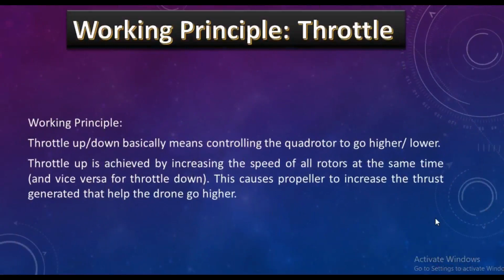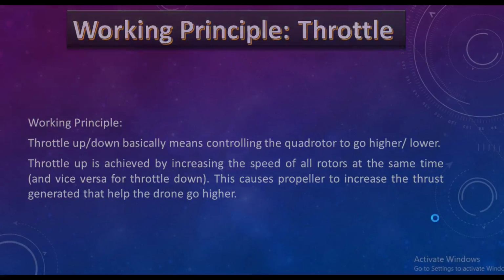Working principle of throttle. Throttle up and down basically means controlling the quadrotor to go higher or lower. Throttle up is achieved by increasing the speed of all rotors at the same time, and vice versa for throttle down. This causes the propellers to increase the thrust generated, which helps the drone go higher.